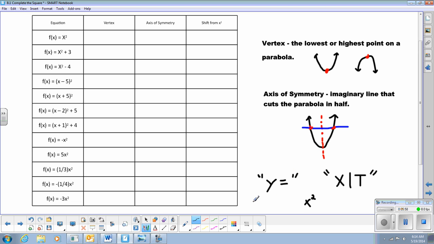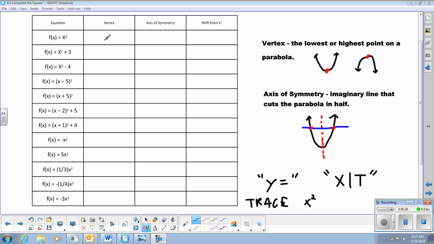If I want you to find that out, what you're going to do is push this key. It's called trace. So push that key and you will see a little blinking cursor that shows up on the parabola. When you press the trace key on the x squared function, you'll notice at the bottom of the screen it says x equals 0 and y equals 0.